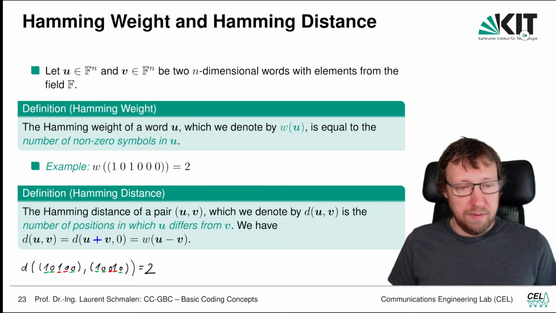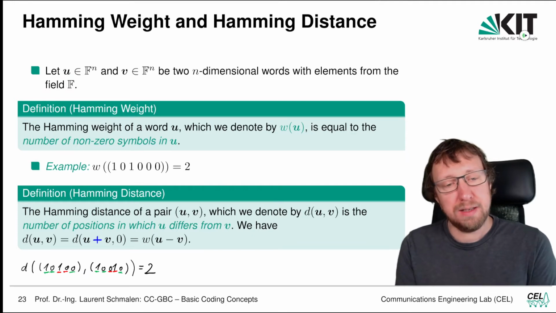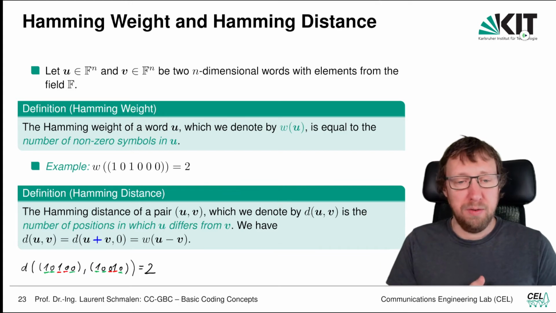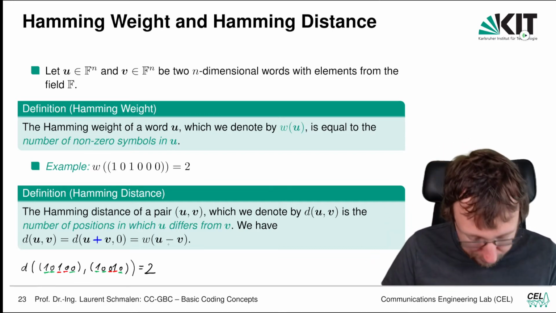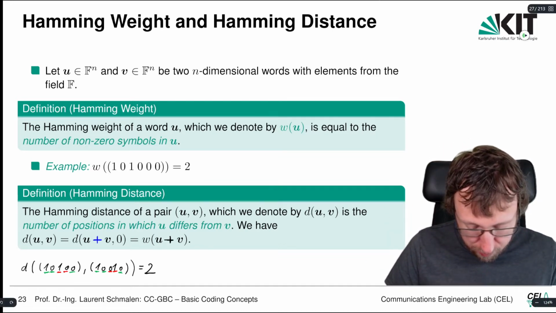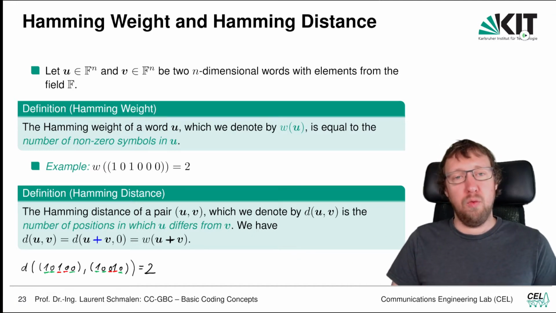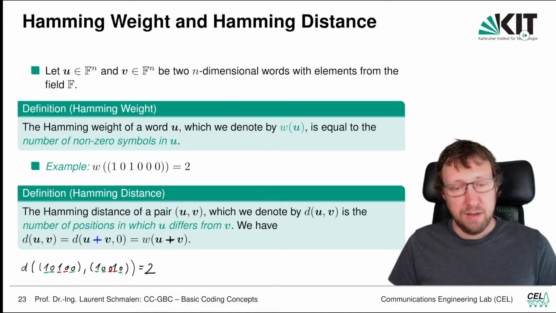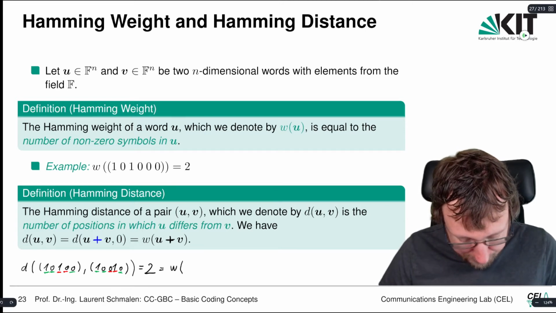So essentially what we do is we add the two binary vectors, and we compare how many bits or symbols are different from 0. And this is equal to the weight of U minus V. Again, if we operate in binary, it's the same as U plus V. So we add the two vectors, and it's the weight of the sum of those two vectors.